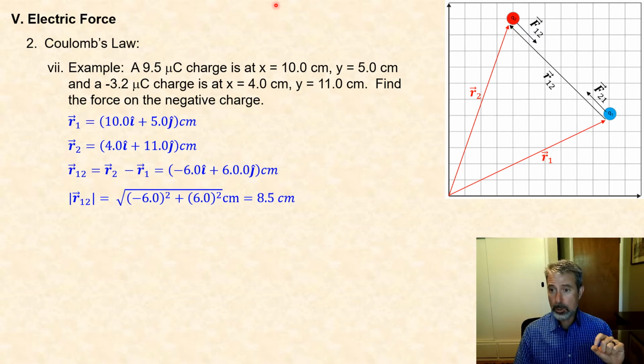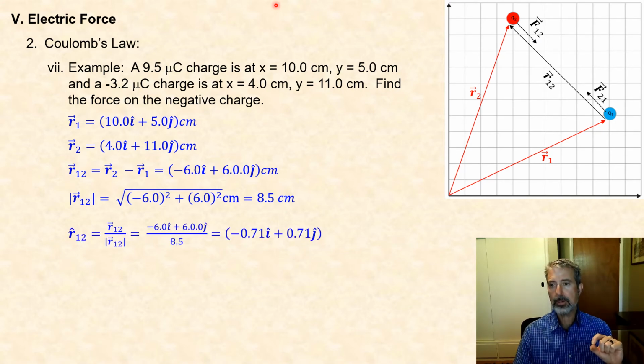The magnitude of R12, that is the distance between these two charges, we get by using the Pythagorean theorem, by taking the square root of the sum of the squares of these Cartesian components. When we do the number crunching, we find that the distance between these charges is 8.5 centimeters. Now we need to know that in order to determine this unit vector R12 hat. The unit vector R12 hat is what we get by taking our displacement vector R12 and dividing by the magnitude of the displacement, right?